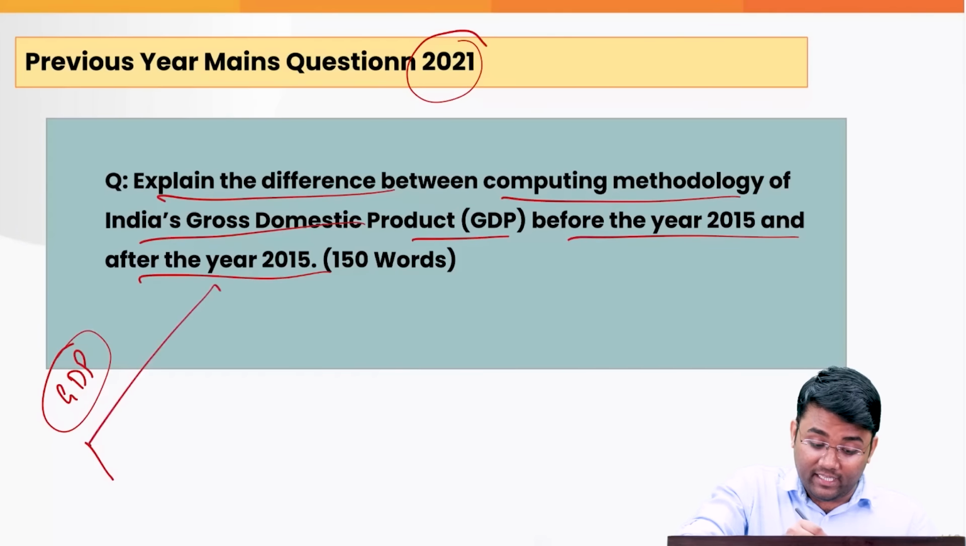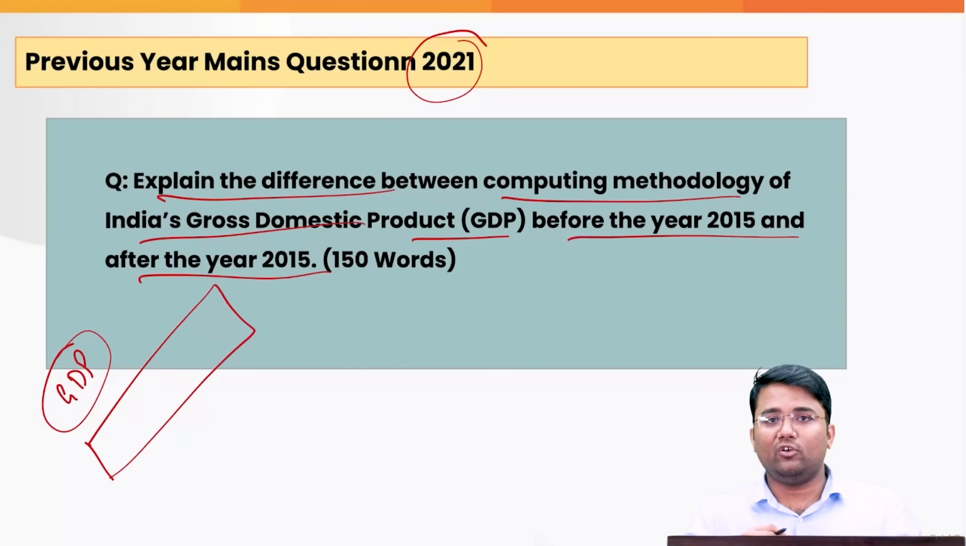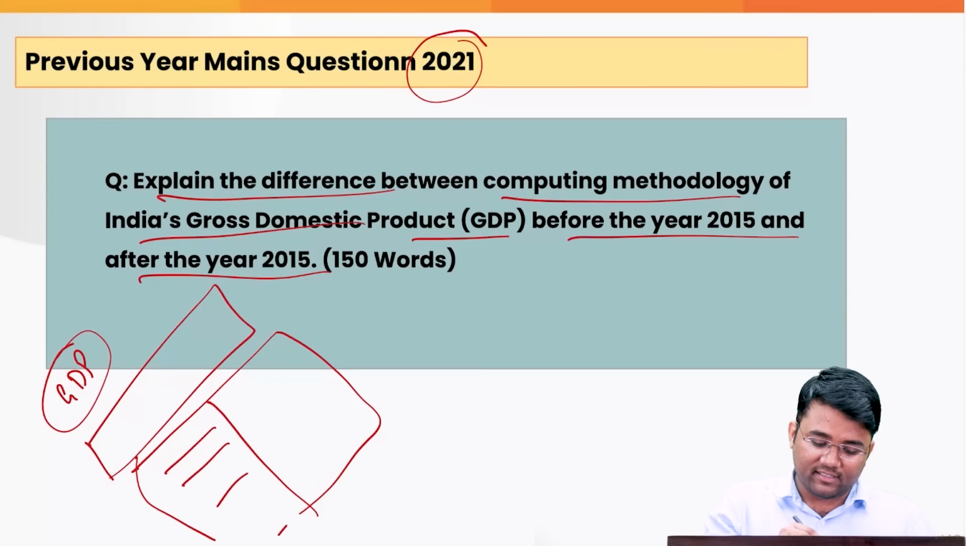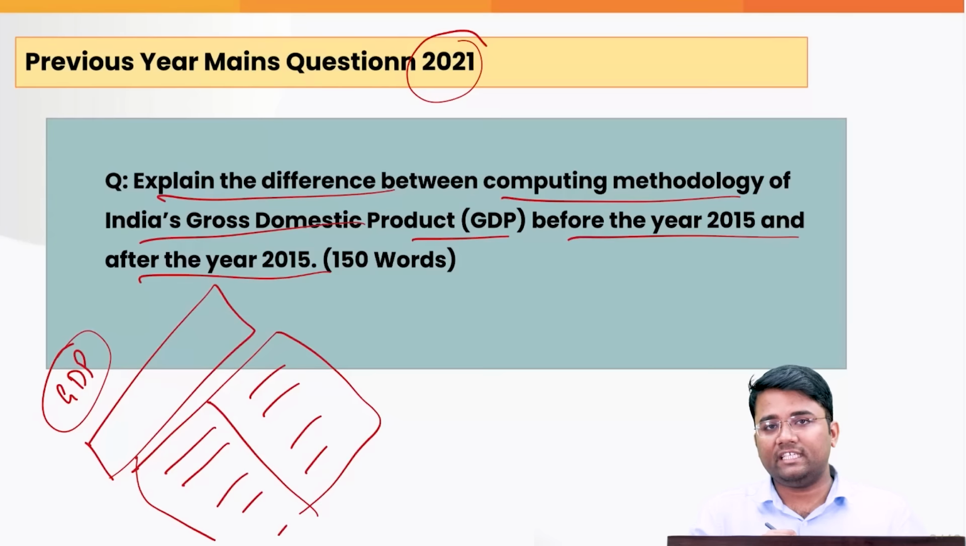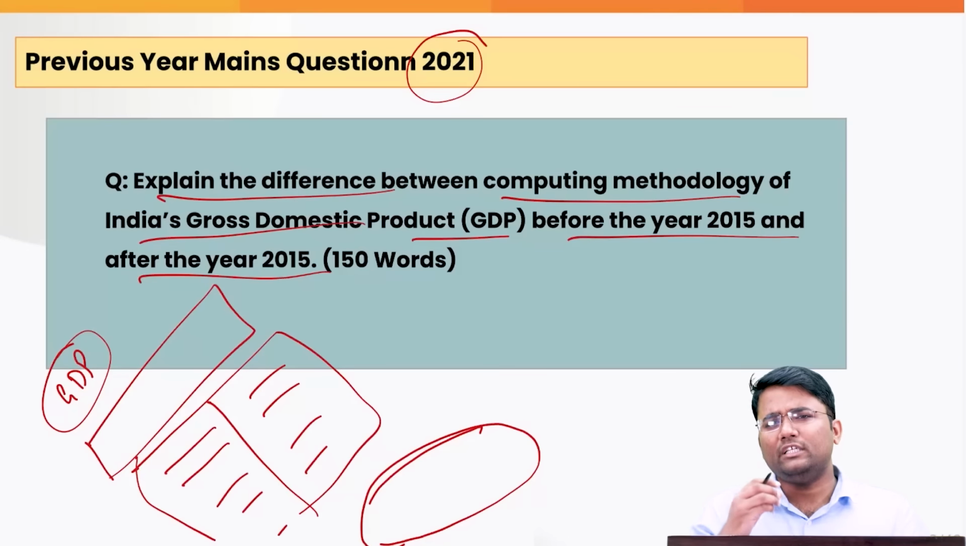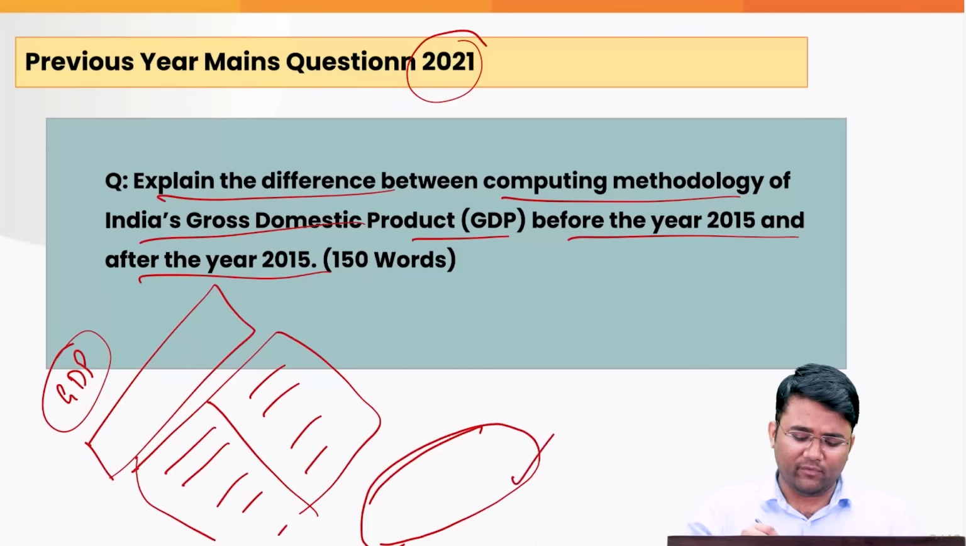Then you should give a heading, changes in the methodology. Then you can draw a table to show the various differences that we have witnessed pre-2015 and after 2015. And while going for the conclusion, you can mention some of the issues or challenges that need to be addressed in the GDP calculation to make it much more broad-based and inclusive, and that will be an optimistic and futuristic way of concluding this answer. So please practice this particular answer on your own.